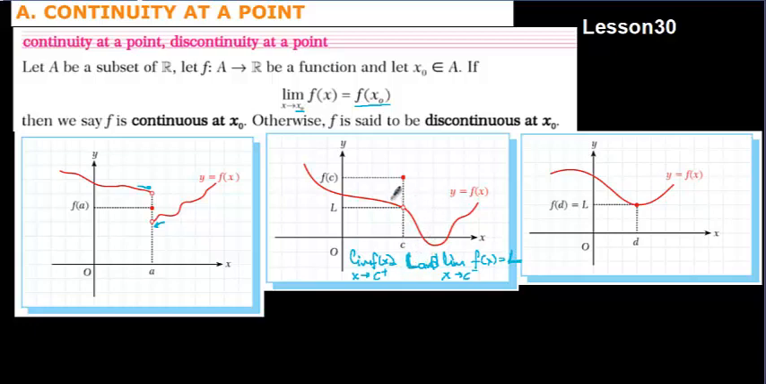So in this case, the left-sided limit and the right-sided limit come to the same point, which is equal to L. But when you check the function value, this red point is showing the function value, which is f(c). And as you see, f(c) is not equal to L. That's why at this point the function is not continuous, or we have to say it is discontinuous. And this one is also discontinuous.